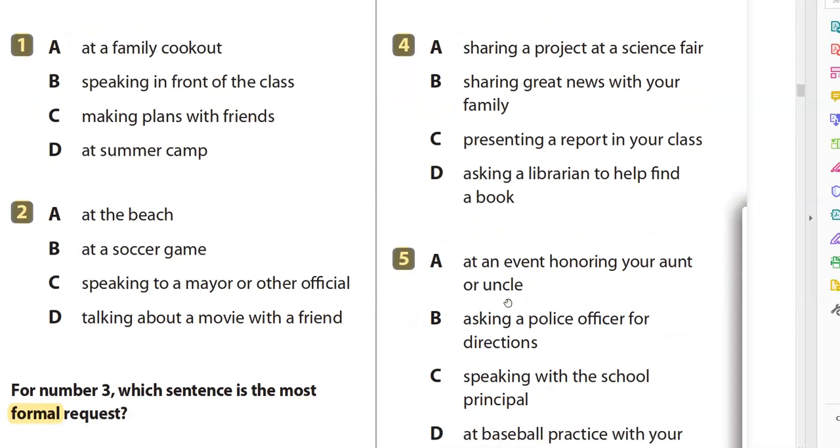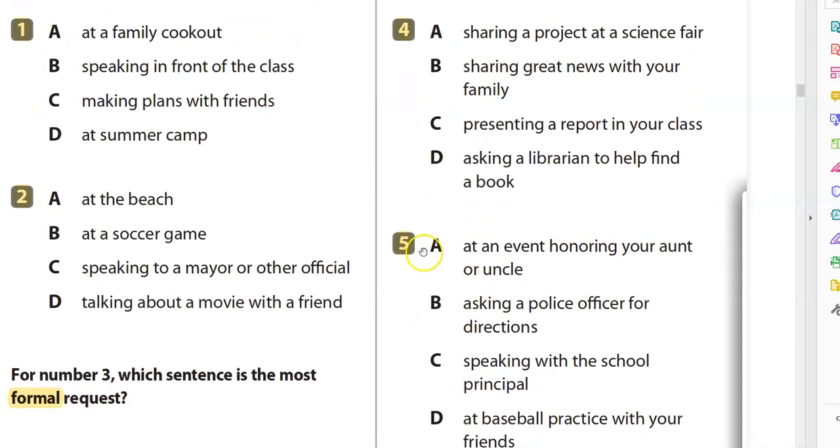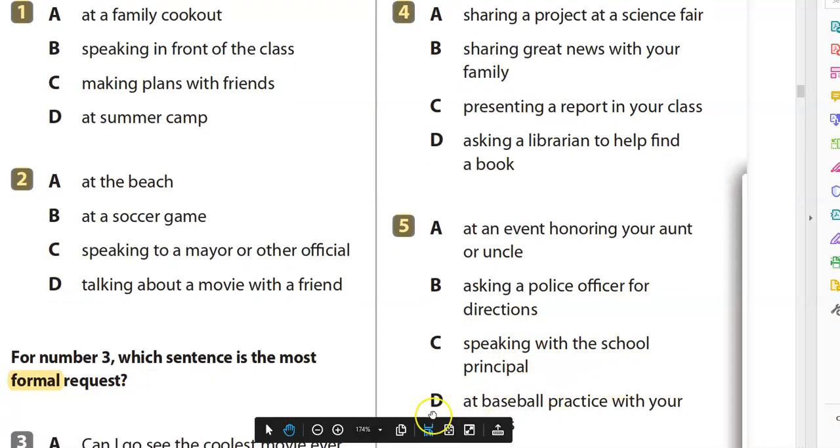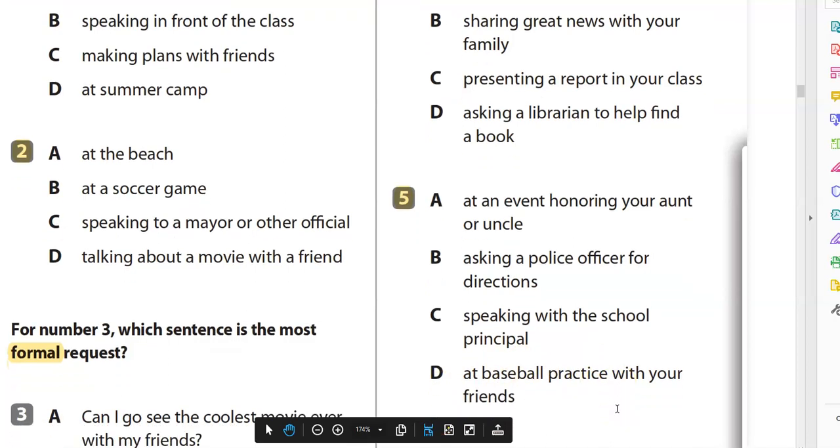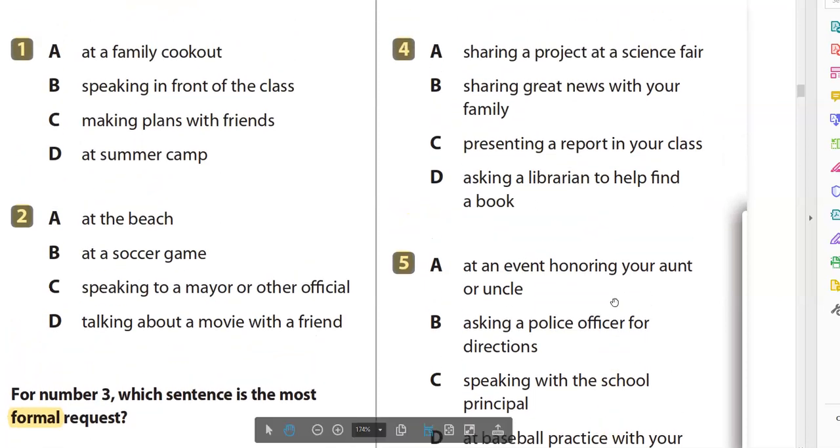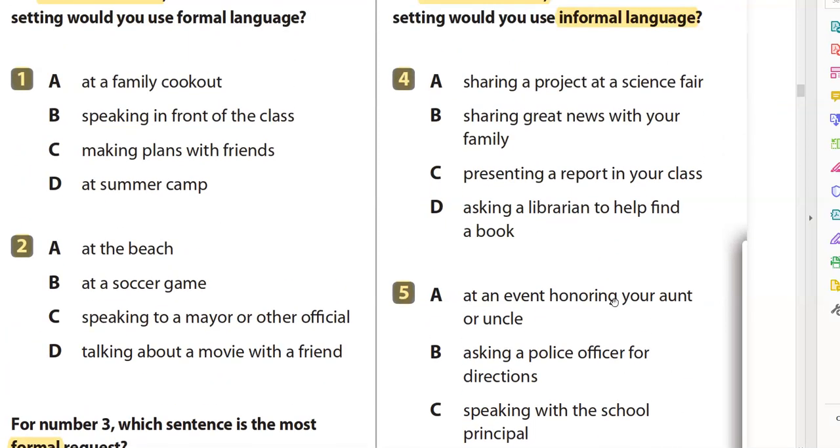Number 5, your choices are A, at an event honoring your aunt or uncle, B, asking a police officer for directions, C, speaking with the school principal, or D, at a baseball practice with your friends. Which one of these situations would you use informal language?